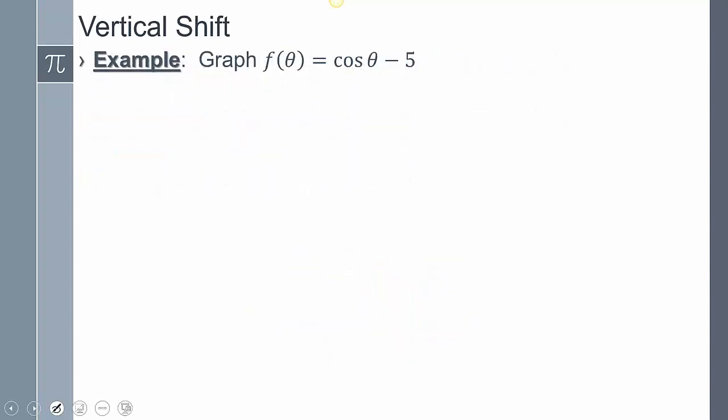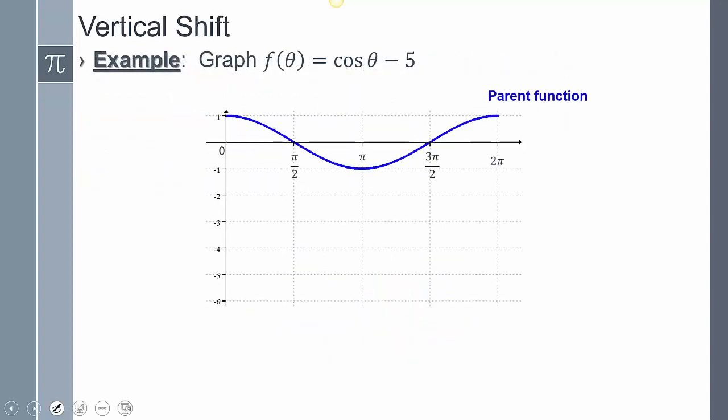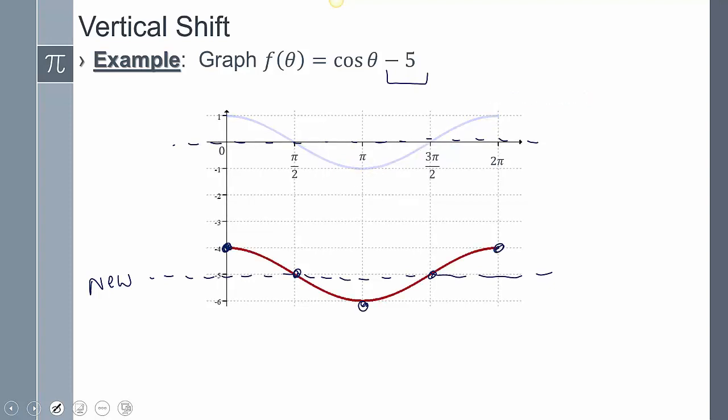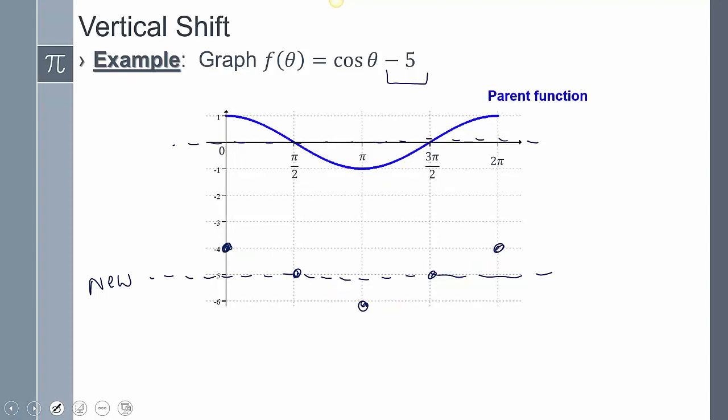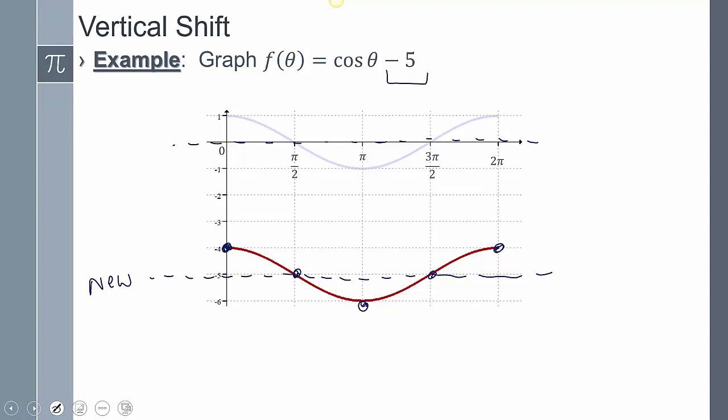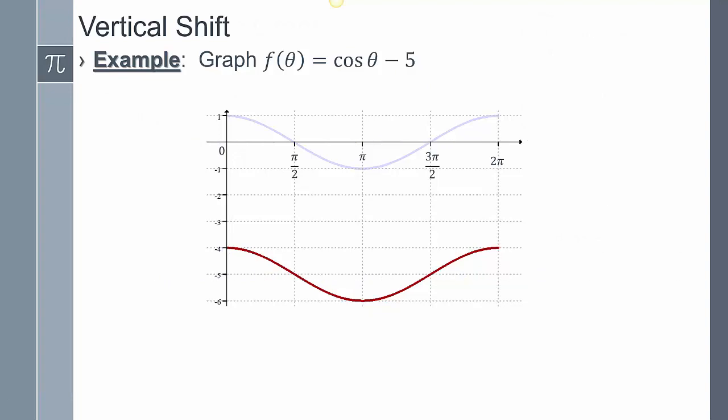Let's look at another one. Cosine theta minus 5. For this one, if this is my center line, it's going to shift down 5 spaces. So that'll go down to -5. This being my new center line, now I can go through amplitude, cross, below, cross, amplitude, and it fits the graph perfectly. If we just imagine that we're shifting the center line up or down, that's what the vertical shift does. As long as we have the parent graph memorized, it's easy.